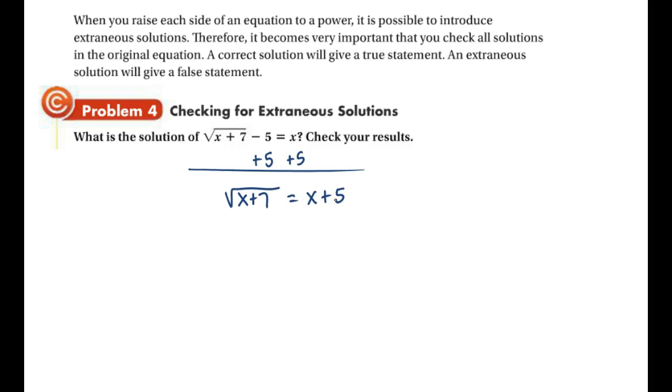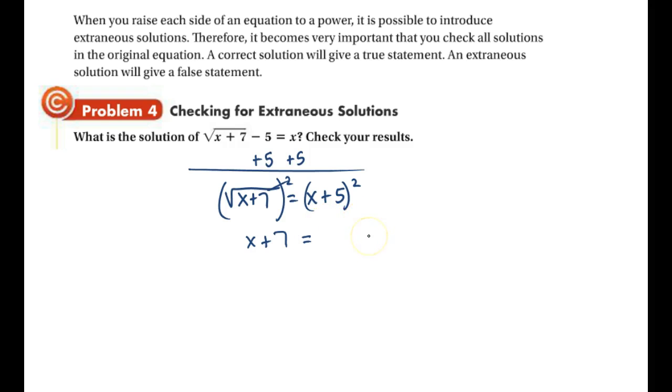I want to take care of that radical. That's a square root because no other index is identified. So we are going to square both sides. So now the radical and the 2 in the exponent cancel out. They're opposites of each other. So you get x plus 7 is equal to x plus 5 squared.